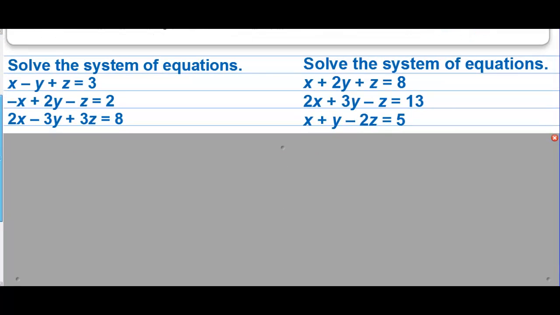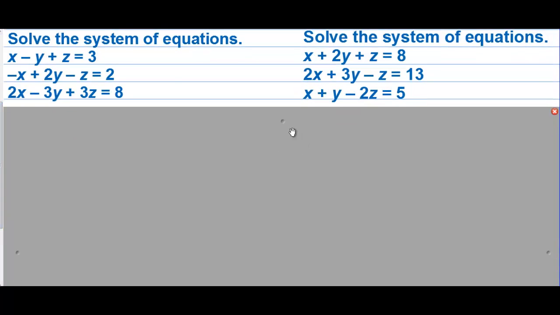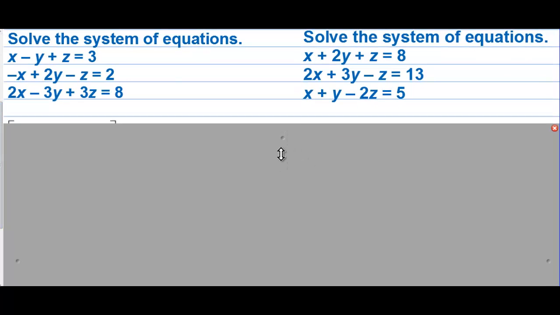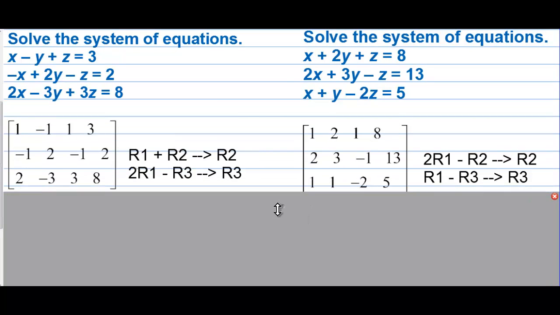Well, we're going to solve these systems. We're going to use matrices instead of leaving the variables. So with the matrices, we just remove all the variables. So we write 1, negative 1, 1, 3, negative 1, 2, negative 1, 2, and so on. So we get this 3 by 4 matrix. Now we're going to use the same process, but I want little notes taken off to the side.